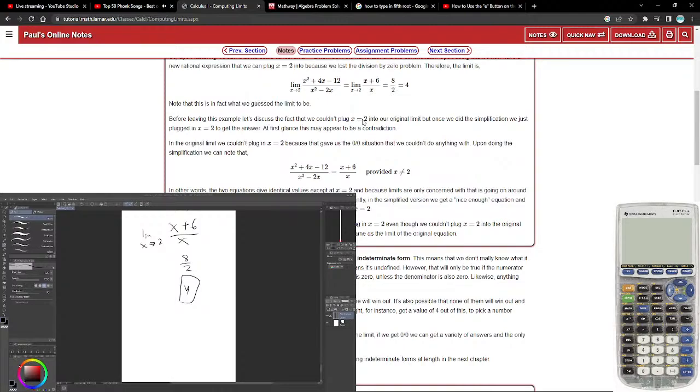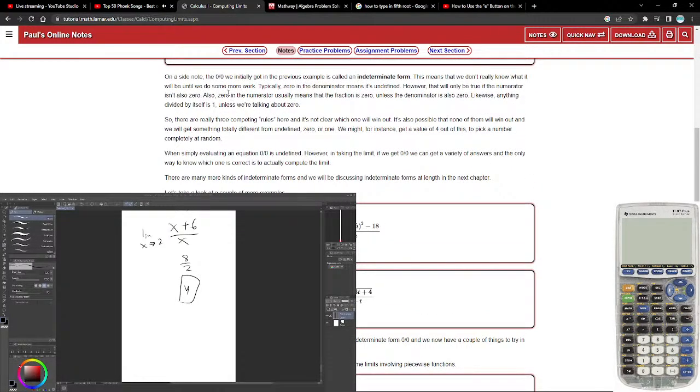In other words, the two equations give identical values except at x equals 2, because limits are only concerned with what is going on around the point x equals 2. The limit of the two equations will be equal. More importantly, in the simplified version, we get a nice enough equation, and so what is happening around x equals 2 is identical to what is happening at x equals 2. We can therefore take the limit of the simplified version simply by plugging in x equals 2, even though we couldn't plug x equals 2 into the original equation, and the value of the limit of the simplified equation will be the same as the limit of the original equation.